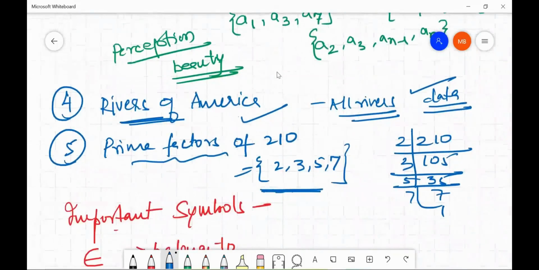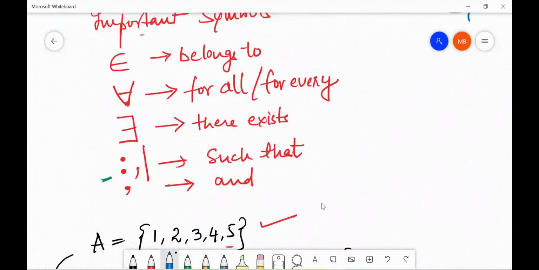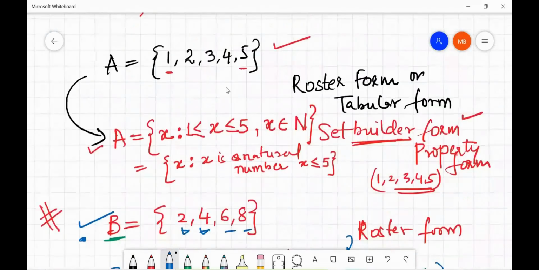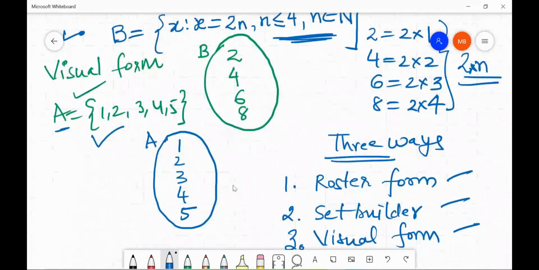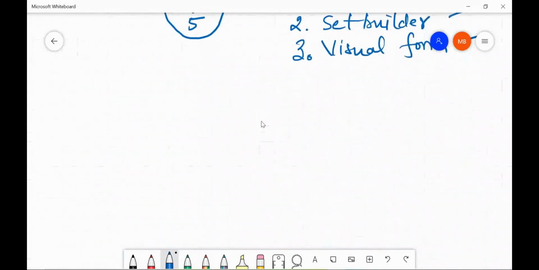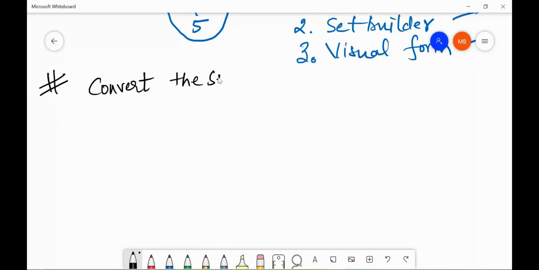So we know what a set is, and now we also know the language required to represent a set, and then we know the different ways through which we can represent a set: the roster form, the set builder form, and the visual form, making a simple loop. Now let us discuss some examples, and I'll share some examples with you which you can practice. So let us begin some practice questions. Try to convert these sets. If it is in set builder form, try to convert into roster. If it is in roster, try to convert into set builder form.